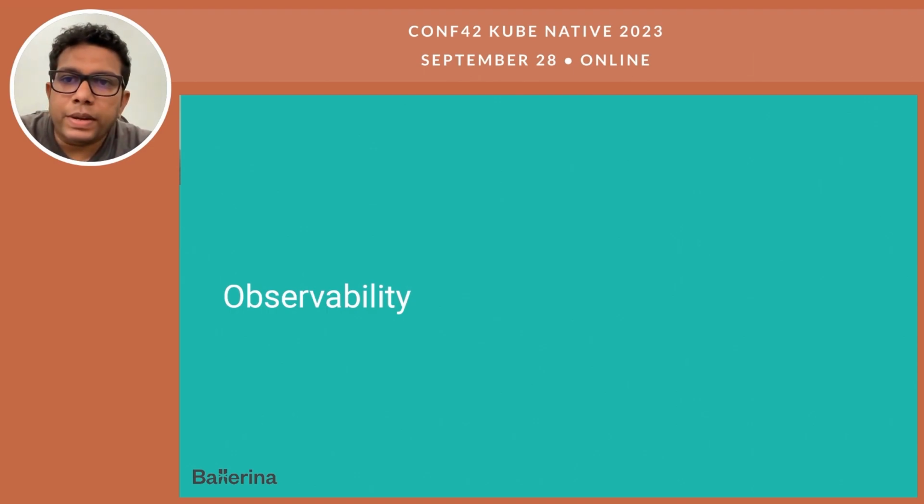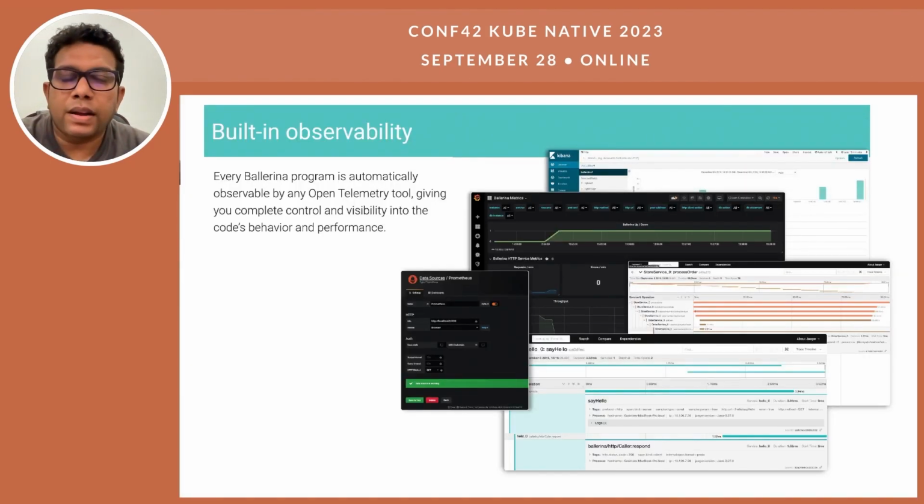Now let's see what we can do with observability in Ballerina. Every Ballerina program is automatically observable by any telemetry tool. You can view all the visibility into your code's behavior and performance, which is automatically published in OpenTelemetry syntax, and you can simply add them and view them in any OpenTelemetry supported tool.